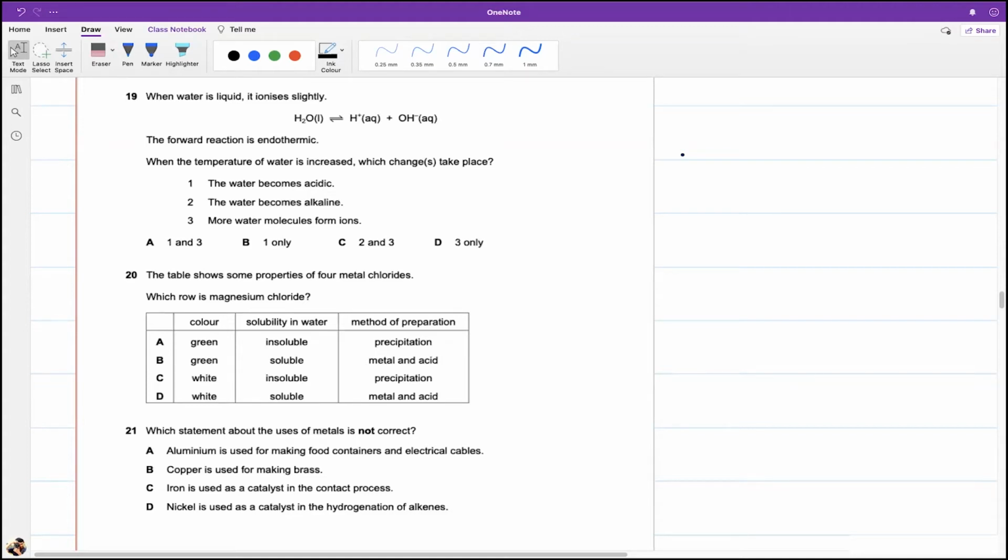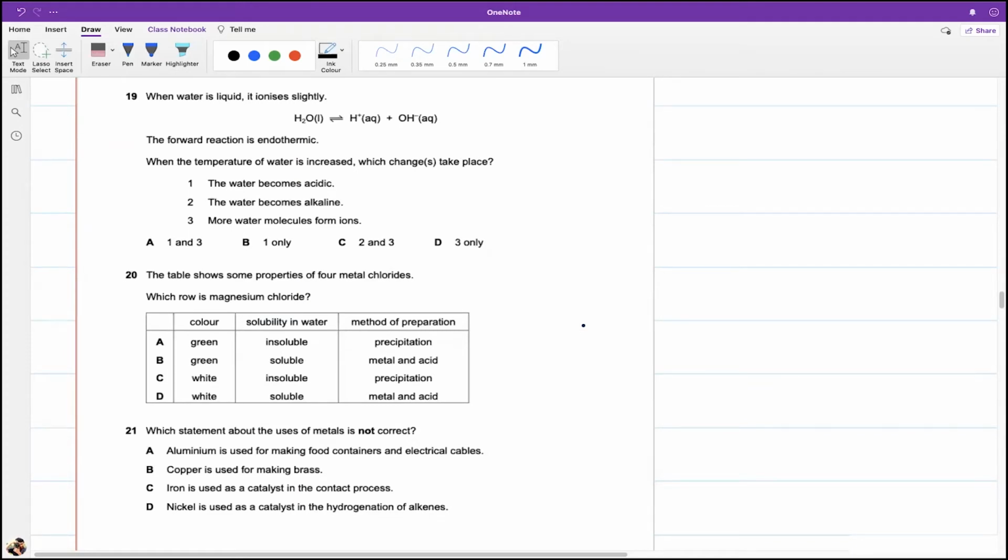ठीक है? So यहाँ पर water acidic नहीं हो सकता क्योंकि वो H positive और OH negative दोनों produce कर रहा है. So when it's producing both of them, they cancel out each other's effect. So overall H positive ज़्यादा हो तो acid होता है, overall OH minus ज़्यादा हो तो वो alkaline होता है. When they're equal, it's neither acidic nor alkaline. It's neutral. So it's saying when temperatures increase, we know that it will drive it forward, but that simply means that more water molecules form ions. So yeah, it is going to be D because that's true. They will ionize, but they will not be acidic or alkaline.